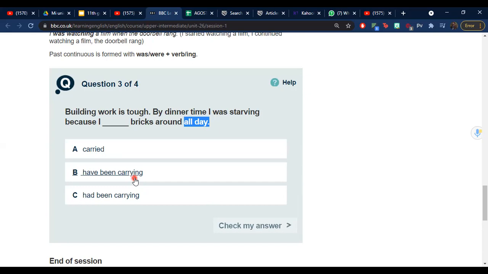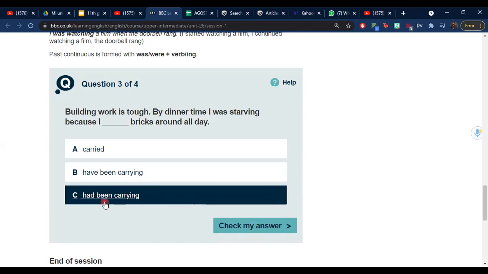B doesn't work. So if B is erased, which other would you choose? The C. Absolutely. Past perfect continuous, because we have -ing and we have "had been." It's a previous event and focuses on the duration.